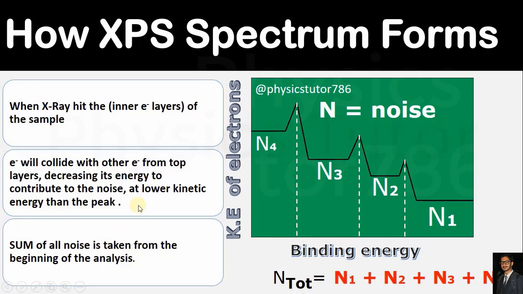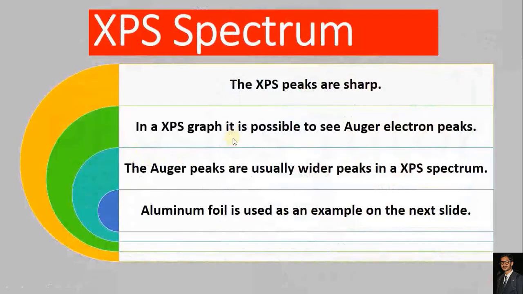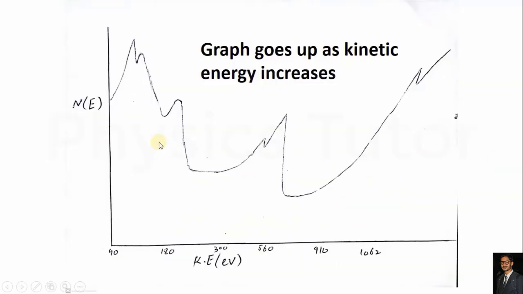So in this way the XPS spectrum forms an informative graph about binding energy and kinetic energy. In the XPS spectrum, the XPS peaks are sharp. In the XPS graph, it is possible to see Auger electron peaks, and the Auger peaks are usually wider peaks in the XPS spectrum. And in last, aluminum foil is used as an example on the next slide.